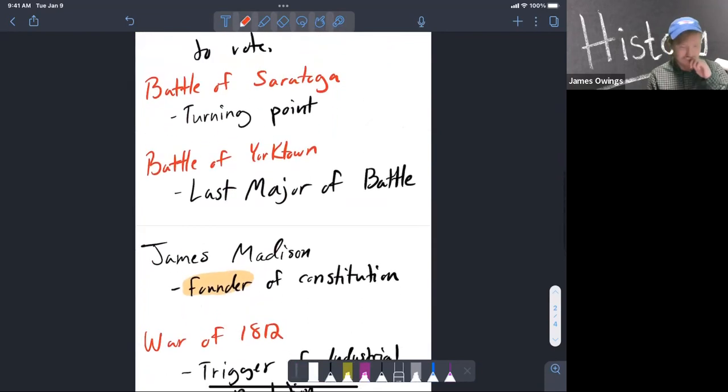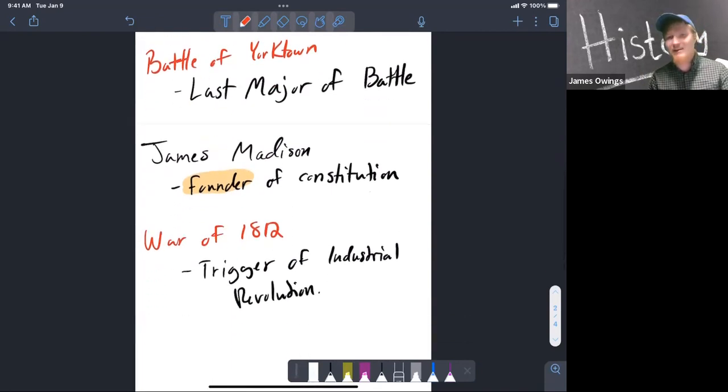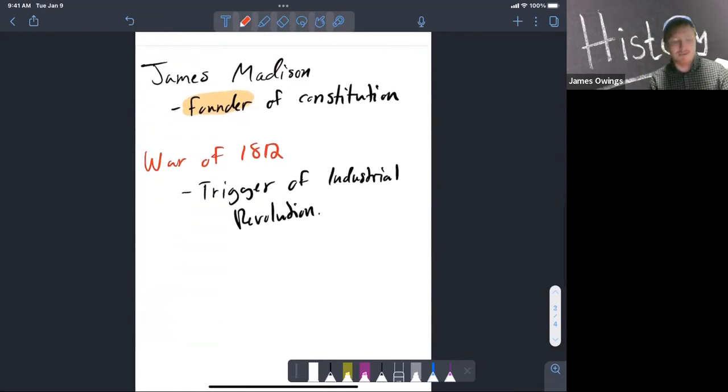Okay. Battle of Saratoga, turning point of the American Revolution. This is a huge battle, and you can watch a video on YouTube on it, and it shows you just how important that battle is. Without this battle, we may not have won the war. Battle of Yorktown is the last major battle before the war is pretty much decided. And James Madison, founder of the Constitution, you'll probably see a question on that because, hey, it's James Madison. He's pretty cool. He's also got the best name in the world.